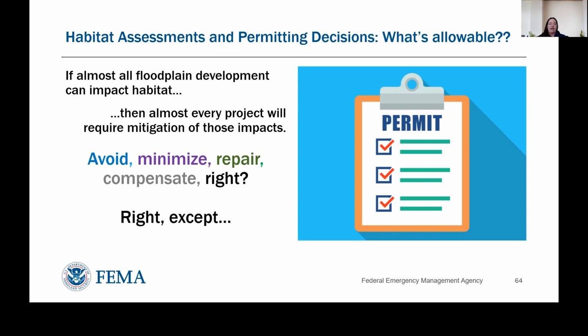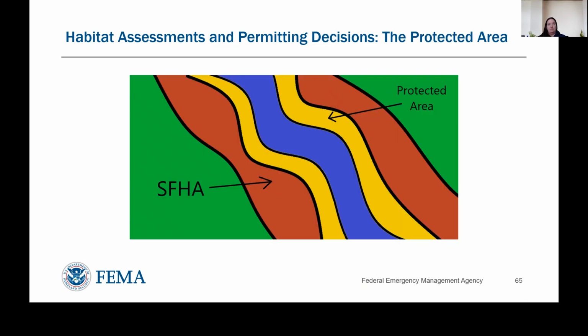Right, except that the BiOp creates in the Puget Sound communities something called a protected area. It's a subset of the special flood hazard area that NMFS has told us, in order for floodplain management to continue without further jeopardizing species or adversely modifying their critical habitat, there needs to be a portion of the special flood hazard area where we reduce impacts as much as possible. NMFS would like it to be a no disturbance zone, because any negative impacts in those areas are going to so negatively impact salmon as to continue to put us in jeopardy, right, of making their lives worse.